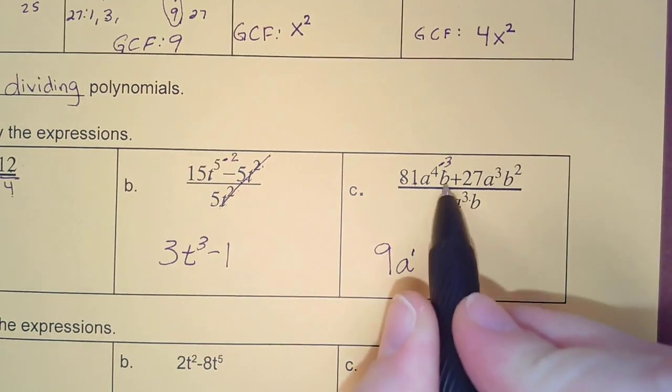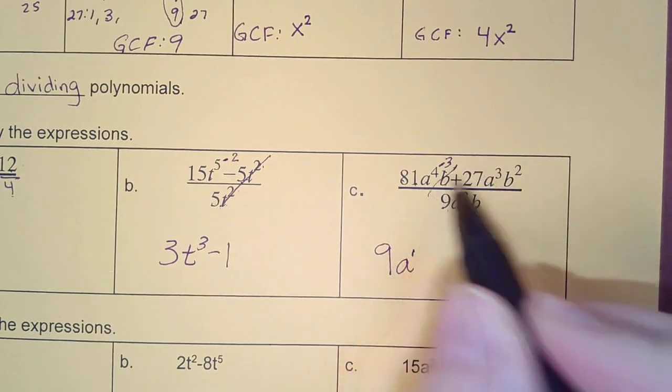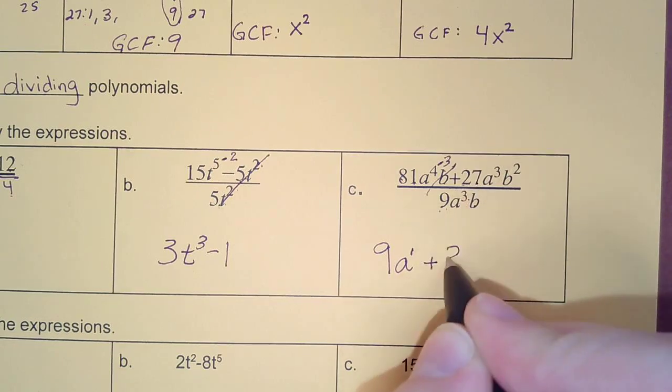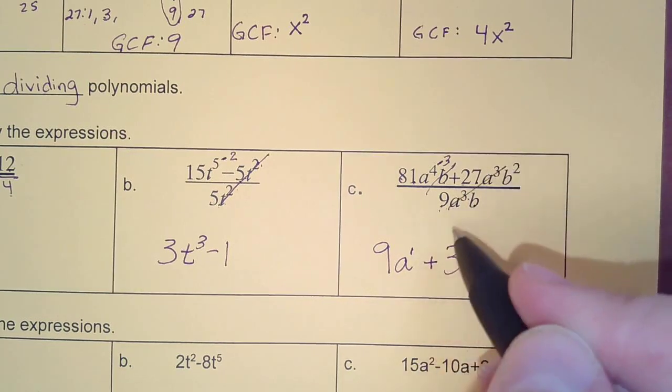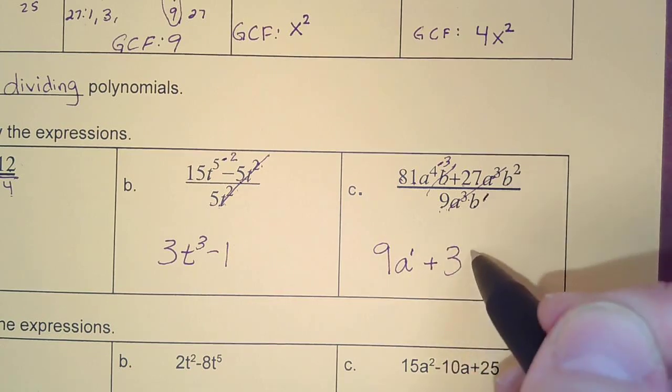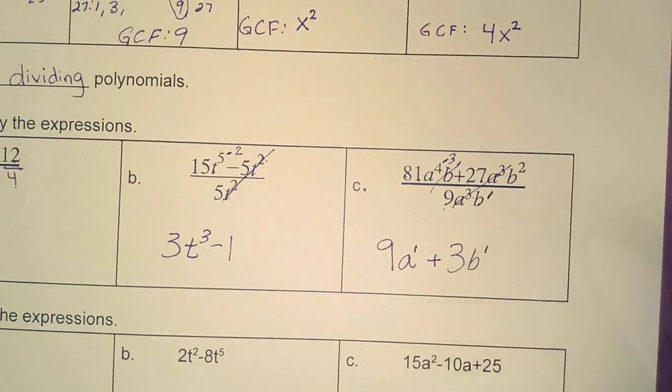Then our b's, we have 1, we're taking 1 away, so that cancels. 27 divided by 9 is 3. These a's cancel, 3 on top, 3 on bottom. The b's, there's 2, I'm taking away 1, so I have 1 left.